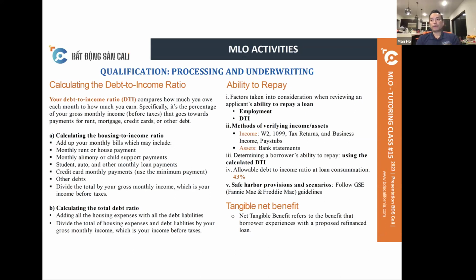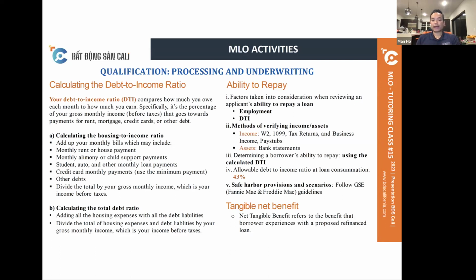so we're talking about the ability to repay, right? The SAFE Act, right? The lender needs to make sure the borrower has enough money to pay back, or the ability to repay. So the factors taken into consideration when you're reviewing an applicant's ATR, ability to repay, include the employment and the DTI. Make sure that person is still employed, make sure that person has a good income, and make sure that income to expense ratio is 43% or lower, which is the DTI.